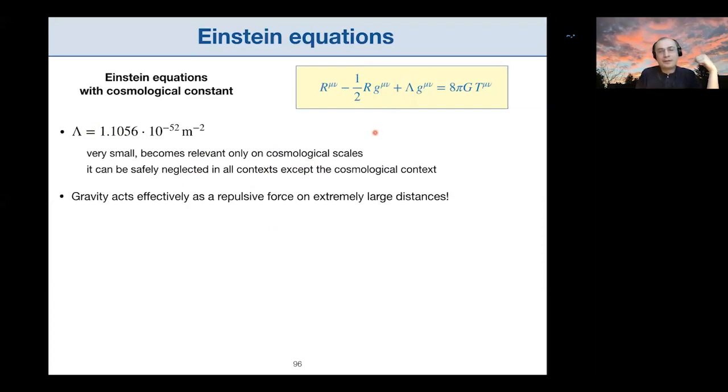However, there's an interesting point. A positive value of lambda means that gravity can effectively act as a repulsive force on extremely large distances. That's a bit counterintuitive. On the scales of the solar system or a galaxy, gravity is always an attractive force. But it turns out that on very large distances, there is something repulsive about it.